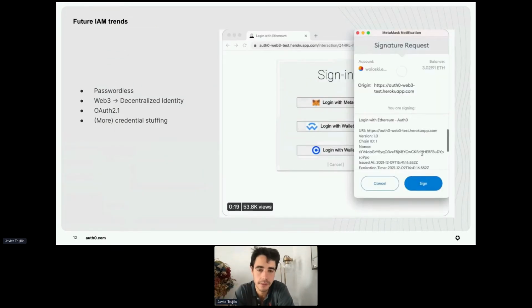Right. So last but not least, I want to close off by highlighting some of the future trends that we see in the identity space.